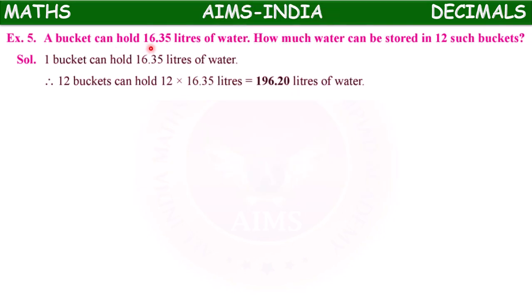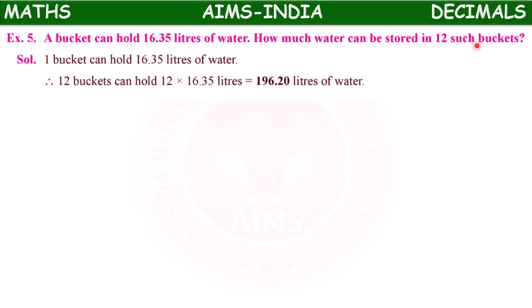So a bucket can hold 16.35 liters of water. How much water can be stored in 12 such buckets? One bucket can hold 16.35 liters of water. If we take 12 buckets like that, will the volume of water increase or not? Increase, because only in one bucket 16.35 liters.